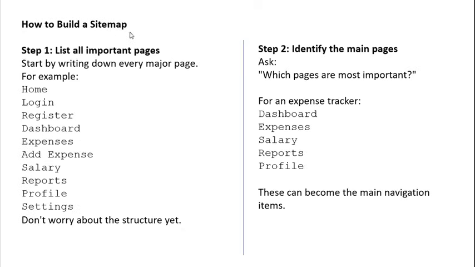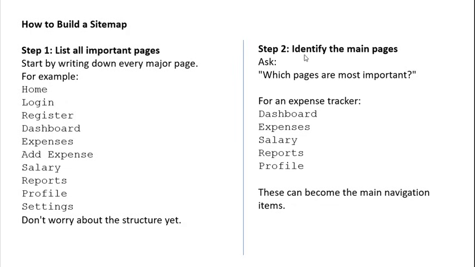How to build a sitemap? The first step is to list all the important pages. Start by writing down every major page, for example: home, login, register, dashboard, expense, add expense, salaries, report, profile and settings. And do not worry about the structure yet.